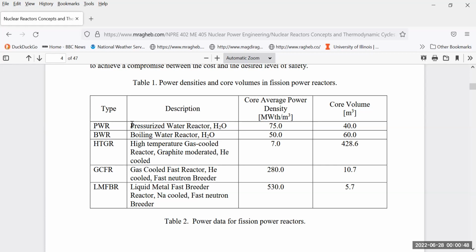Now, when you pressurize the water, in this type of reactor we designate as a pressurized water reactor, you can have a much higher, 10 times higher core power density compared with the high temperature gas cooled reactor, from 7 to 75 megawatt per cubic meter. The boiling water reactor, you allow the water to boil there in the core, decreases that value to 50 megawatt thermal per cubic meter. And we can design even a system now that is like the liquid metal fast breeder.